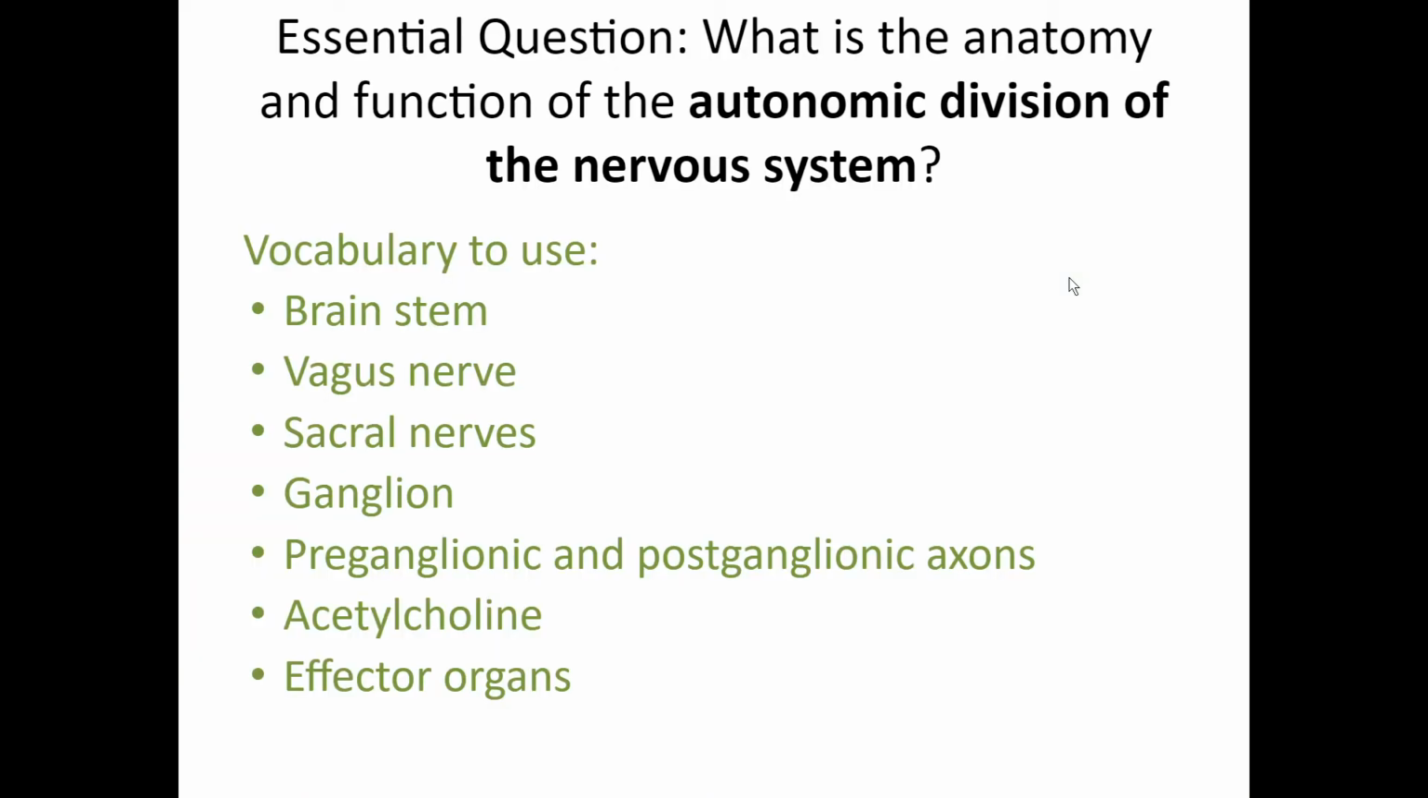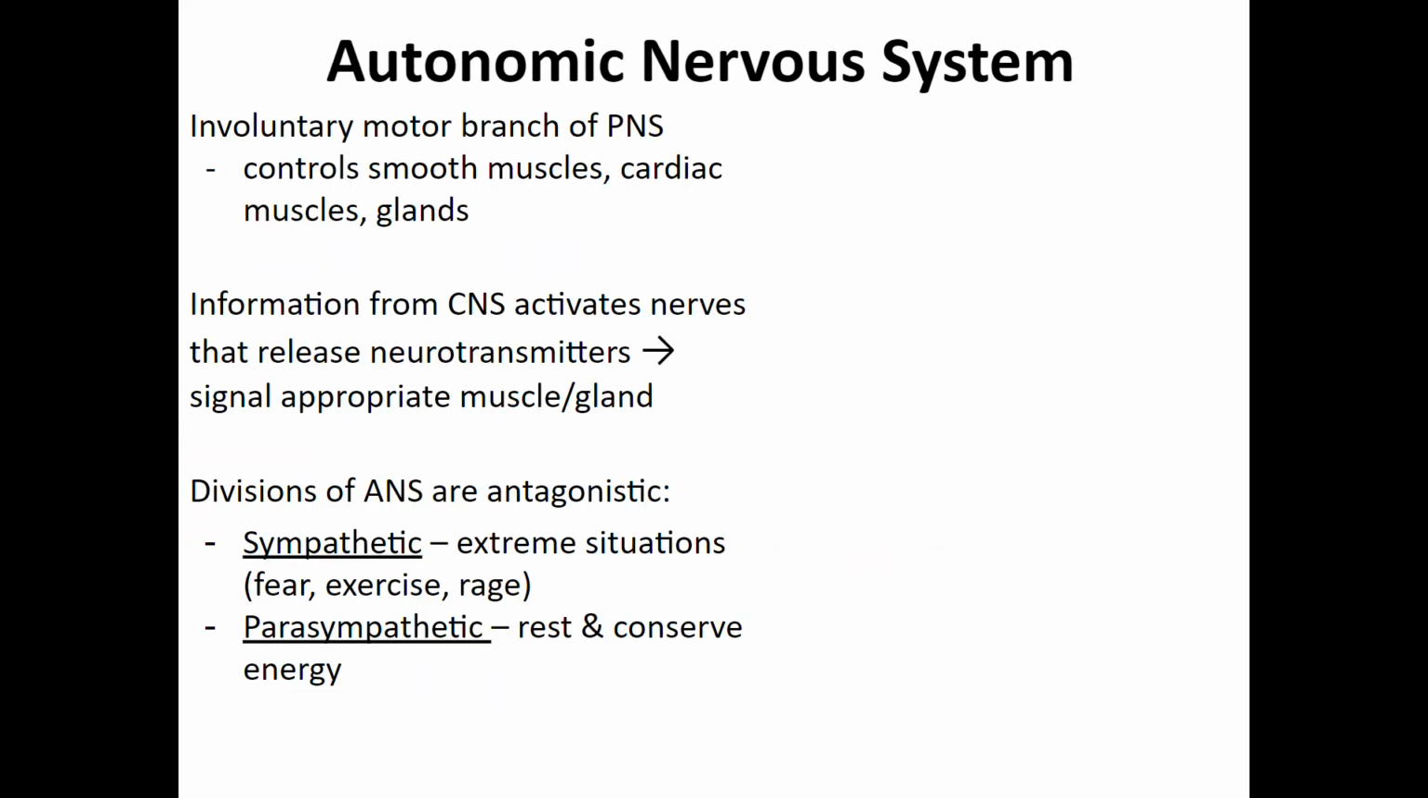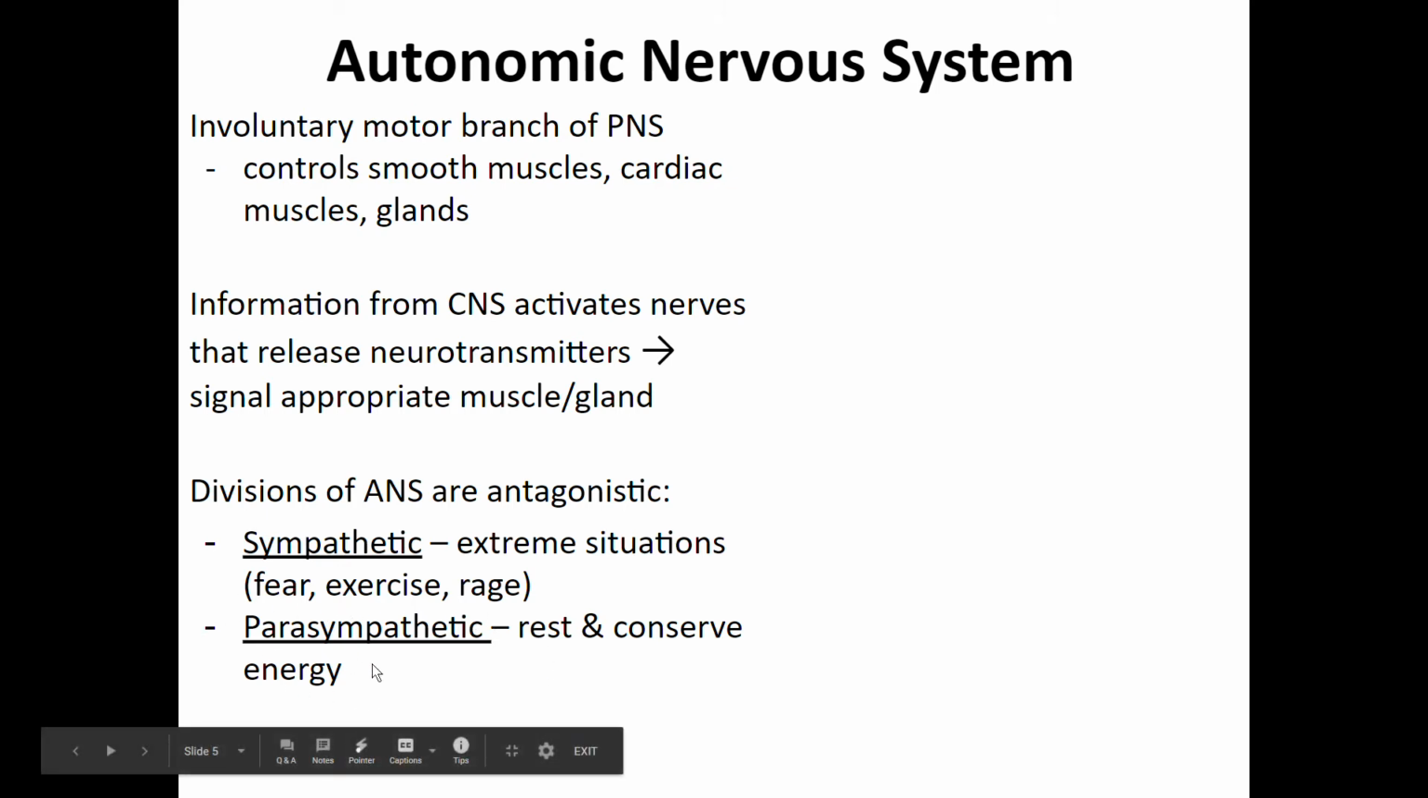So the rest of this lecture is all about the autonomic division of the nervous system, which you should remember is the involuntary motor branch of the peripheral nervous system. It controls smooth muscles, cardiac muscles, and glands, and information from the central nervous system activates nerves that release neurotransmitters, which then signal the appropriate muscle and gland to either do fight or flight, that's the sympathetic response, or to do rest and digest, that's the parasympathetic response.